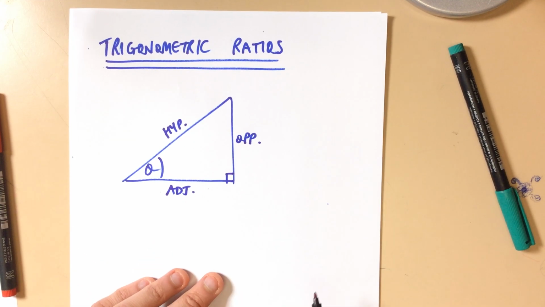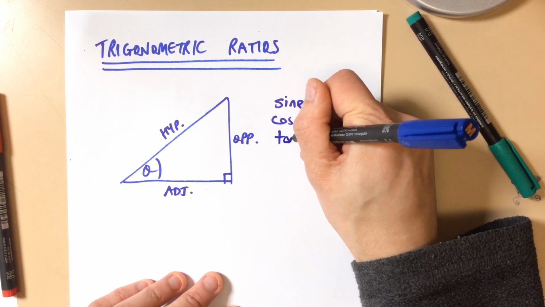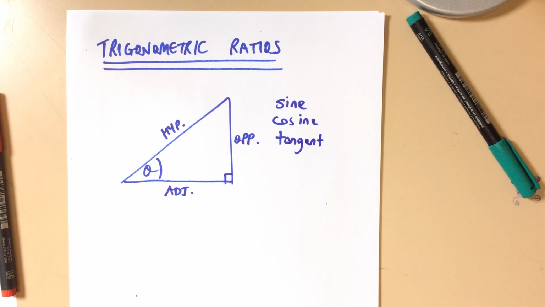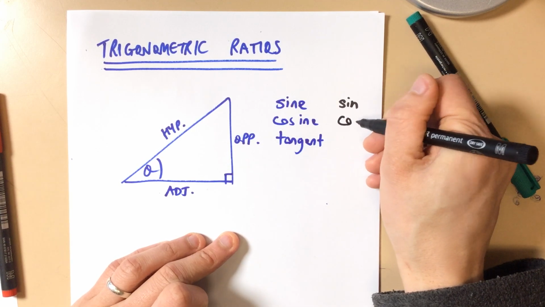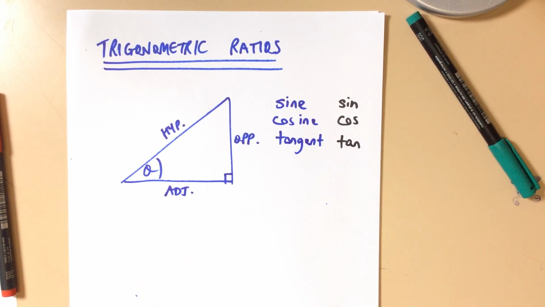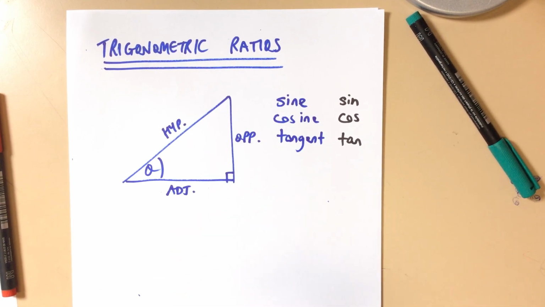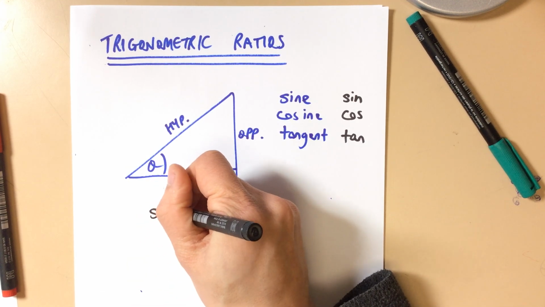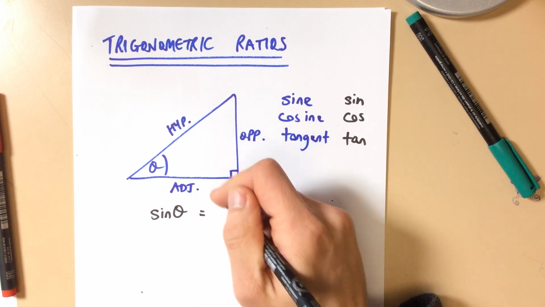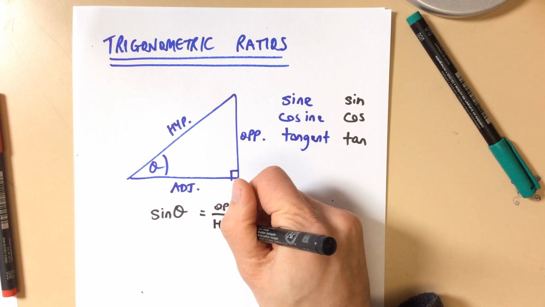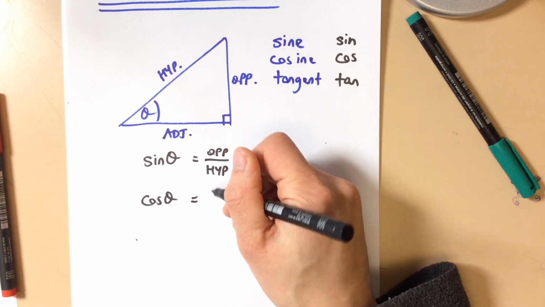So the three ratios are called sine, cosine, and tangent. That's a bit long, so we abbreviate them. Sine is just one syllable, but we write it without the E on the end. We call this one cos, and we abbreviate this one to tan. Okay, so each one is a ratio between a pair of sides. I would write it as sine of this angle, theta, is equal to the opposite side on the hypotenuse. Opposite side on hypotenuse. That's sine. Cos is the adjacent side on the hypotenuse.